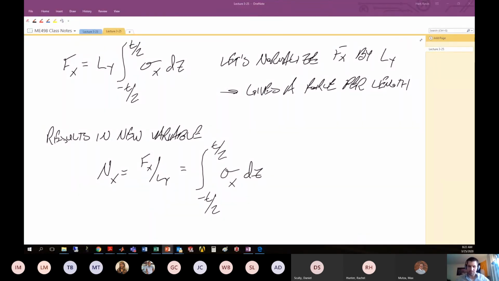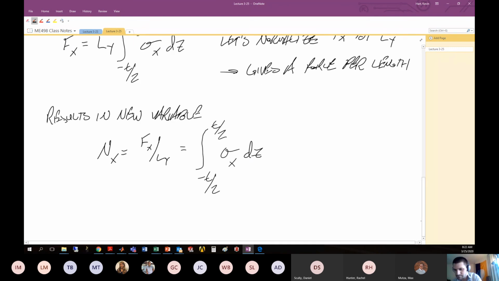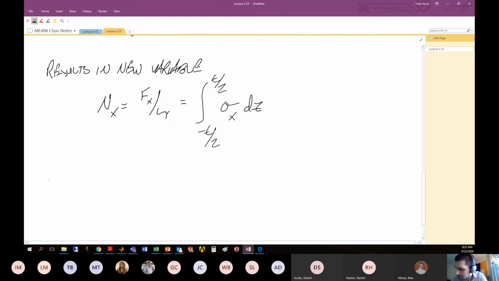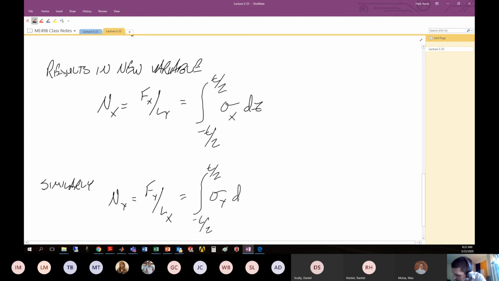All right, so we can have similar derivations for the force per unit length in Y and the force per unit length of shear, and I'll explain what that is in just a second. Similarly, we have Ny, which is the force in Y normalized by the length of the laminate in X. That is the integral from negative t/2 to t/2 of sigma y dz.